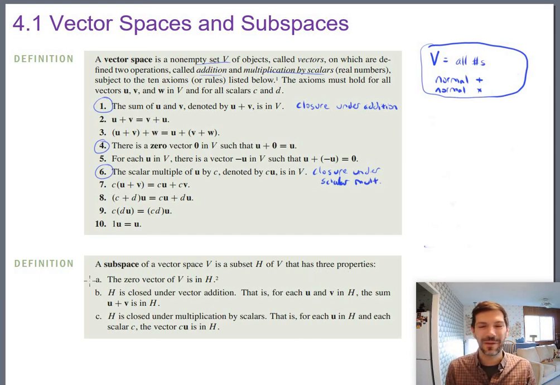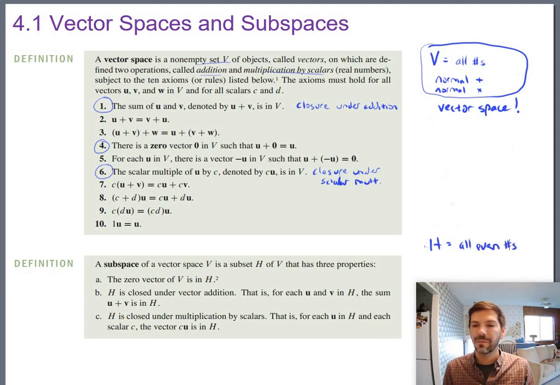I know that feels like I'm twisting words around, but consider this legitimate vector space up here. All real numbers, normal addition, normal multiplication. It's a vector space, meets all 10 conditions. Let me make my subspace be just the even numbers.